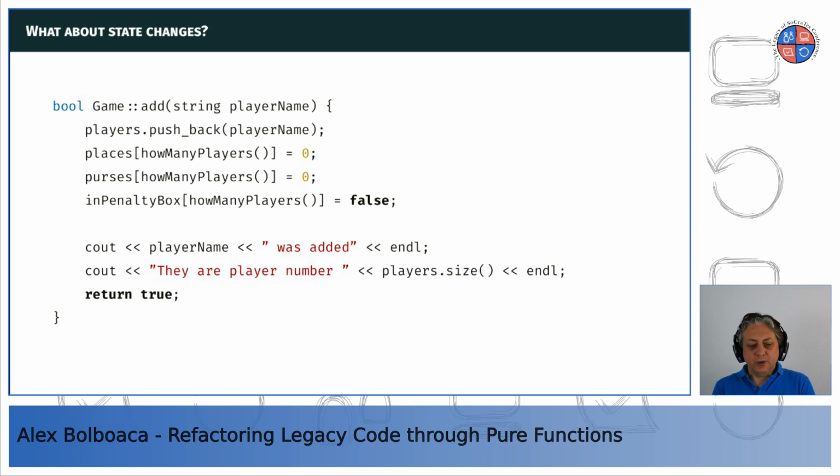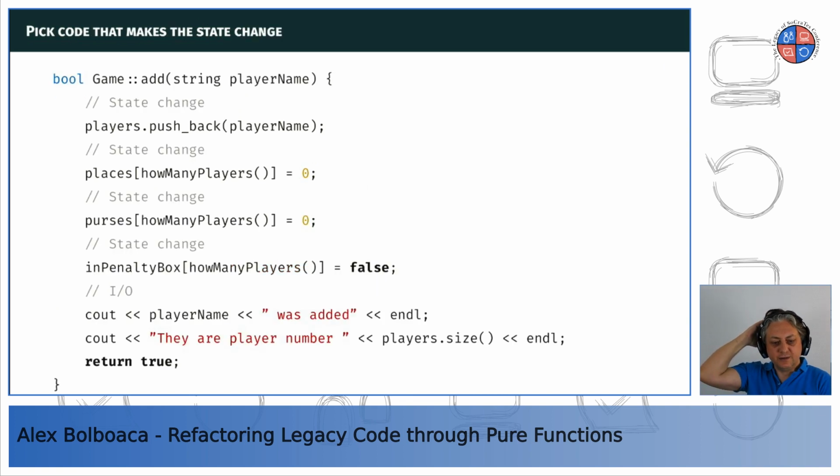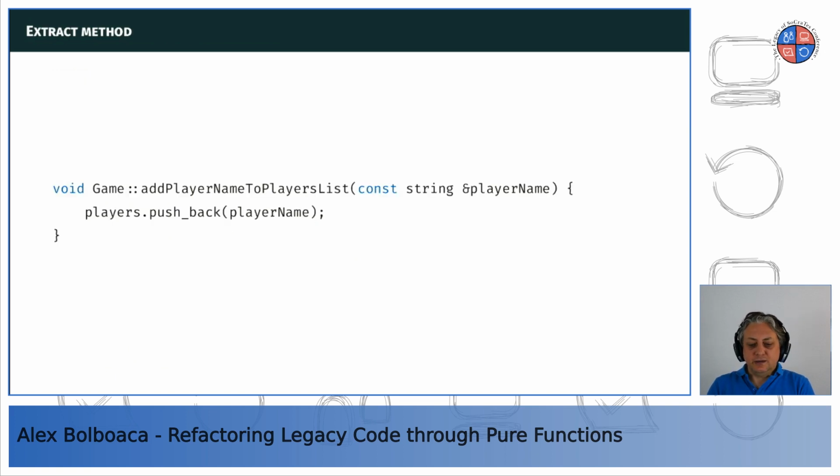We have this function that has a number of state changes, and just for the sake of it, I've added some comments to see precisely which line in the function does what. So there's a state change, state change, state change, state change, and there's some input output. So I can now extract a method, this method that does a state change. And now what I'd like to do with the method that does a state change is to turn it into a pure function. What would a pure function have to do with changing state?